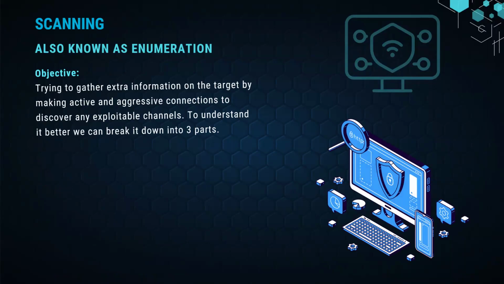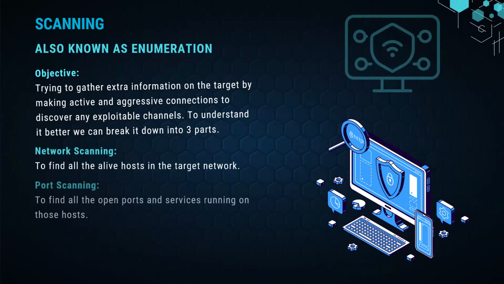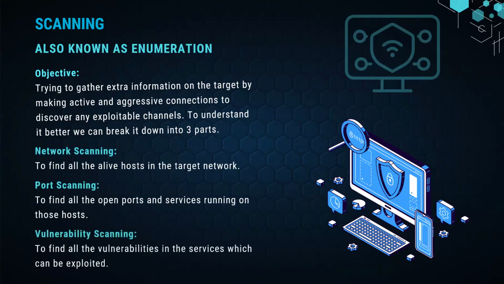What I mean by actively is whatever IP addresses you obtain, whatever domains, whatever subdomains, whatever email addresses you have obtained, on all of those devices or contact points, you now initiate direct connections. You try contacting those servers or those employees and try to find more vulnerabilities. To understand scanning in a much better way, we can divide it into three parts: network scanning, port scanning, and vulnerability scanning.